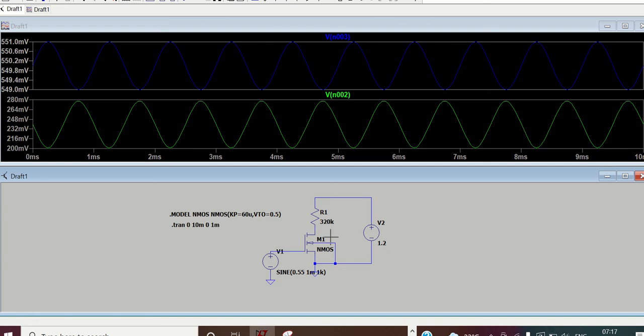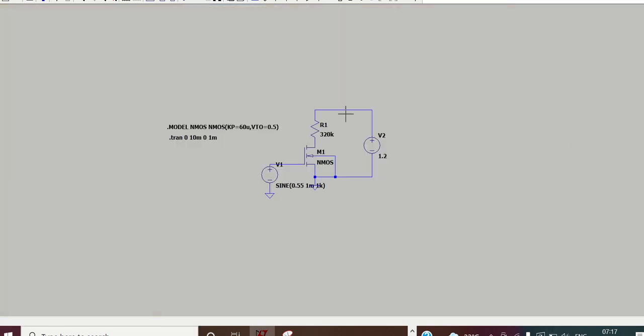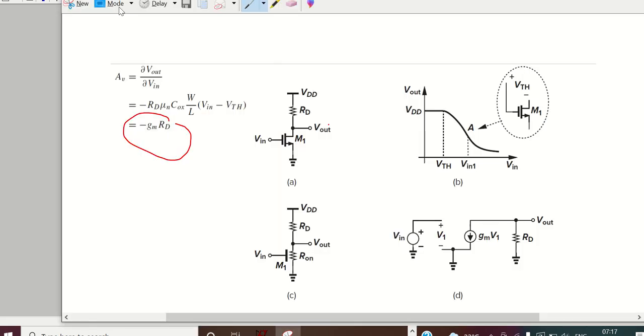Let us wait, I have to make some small change in the circuit. Okay, so what is it showing me? Okay, let me take this.